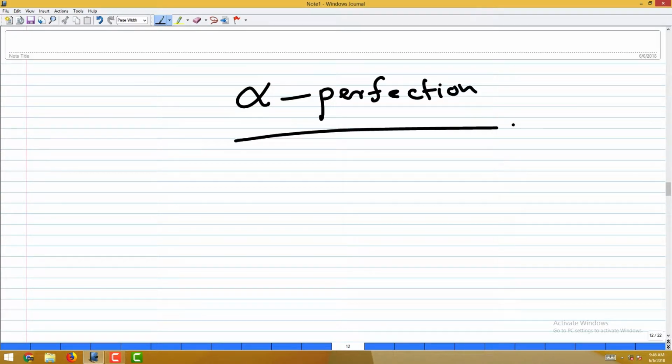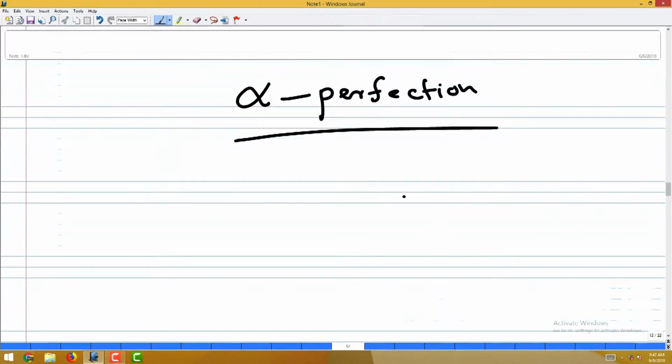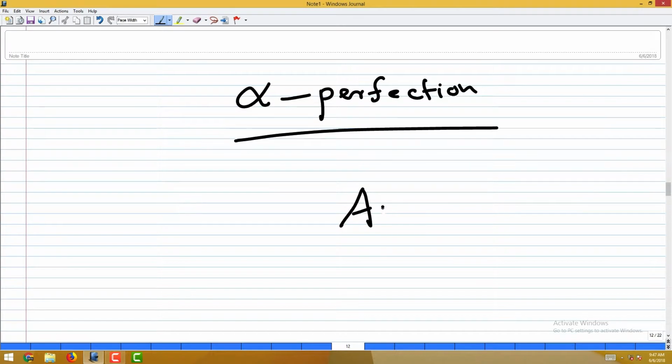Is alpha-perfection here? First, we should know what is alpha here. Alpha means the independent set, the biggest cardinality independent set. In the partial order literature, interestingly, there is another word used for independent set. What is the word? It is called an anti-chain.